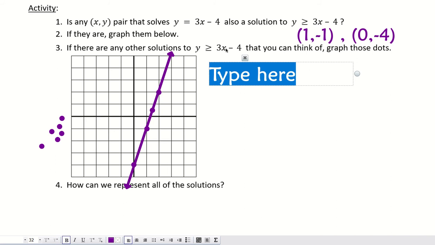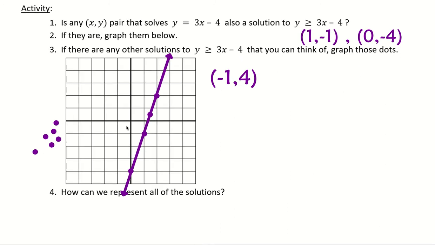If you plugged in 1, 3 times 1 is 3 minus 4. But wouldn't negative 1 comma 4 be a solution as well? Because isn't 4 bigger than or equal to 3 times negative 1 minus 4? Heck yeah, so negative 1 comma 4 is a solution, right?